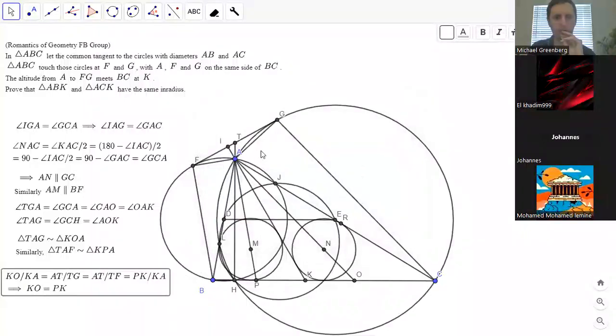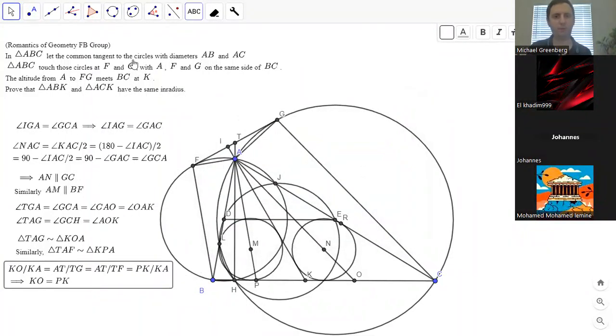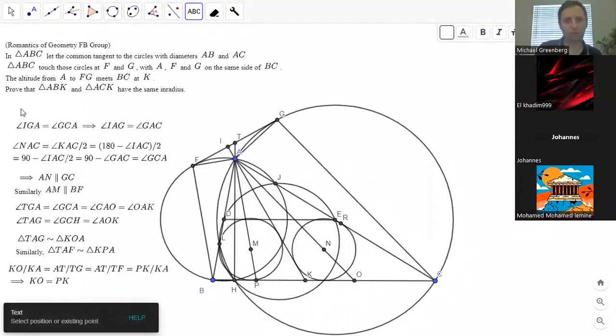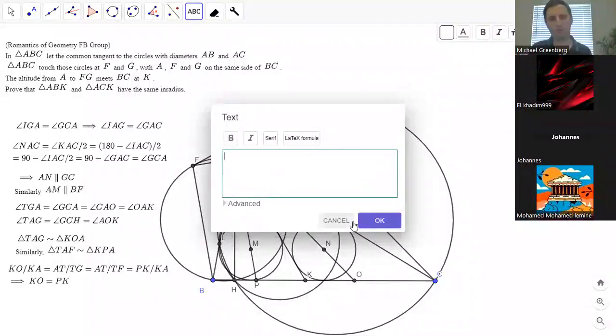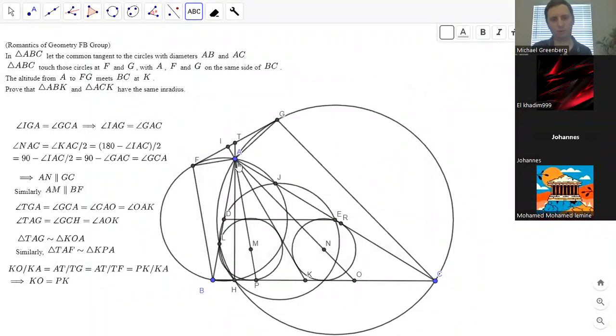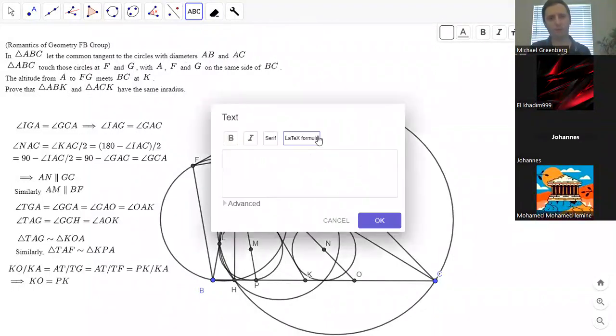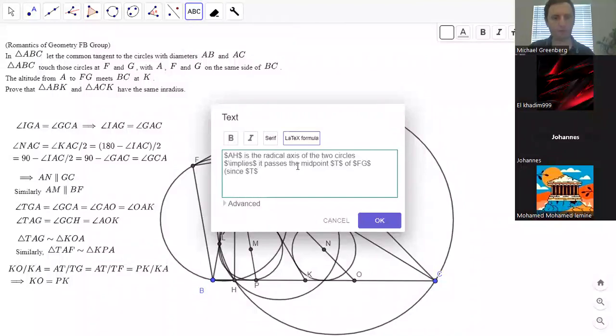So we kind of assume something here. So I'll just say T is the midpoint of FG. So AH is the radical axis of the two circles. It passes through the midpoint T of FG, since T has the same power with respect to both circles. Both circles, all right.